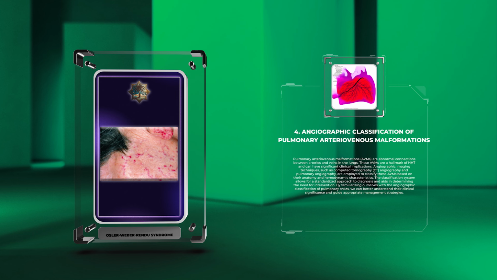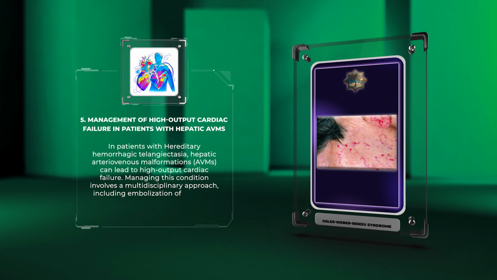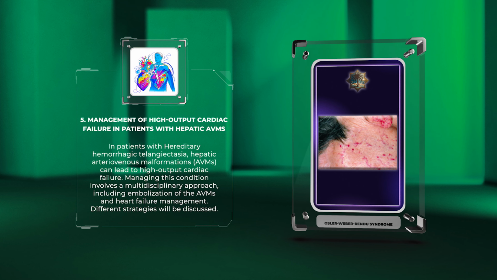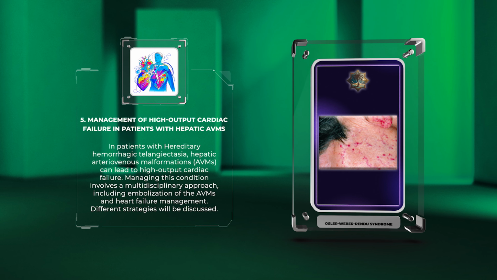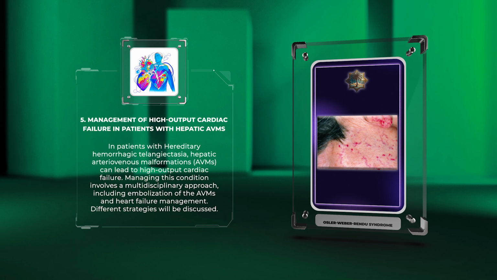In patients with hereditary hemorrhagic telangiectasia, hepatic arteriovenous malformations, AVMs, can lead to high-output cardiac failure. Managing this condition involves a multidisciplinary approach, including embolization of the AVMs and heart failure management. Different strategies will be discussed.